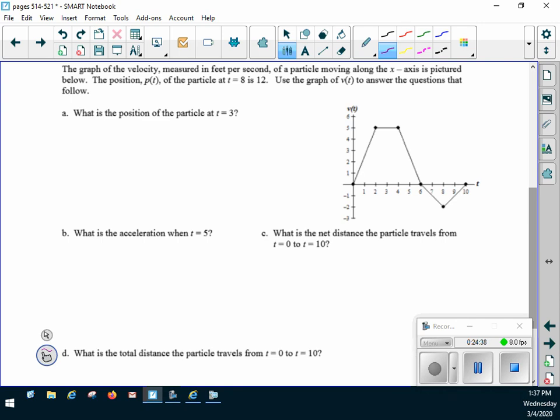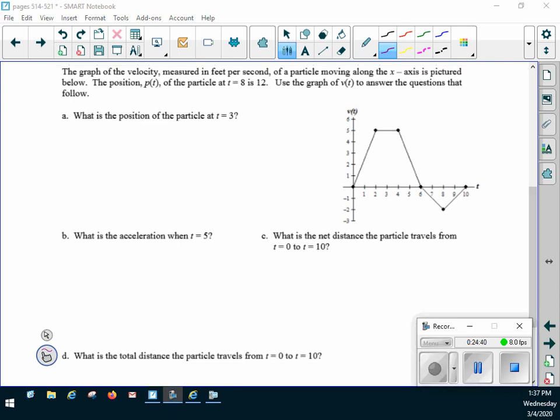Next, the graph of the velocity measured in feet per second of a particle moving along the x-axis is pictured below. The position, P of t, of the particle at t equals 8 is 12. Use the graph of the velocity to answer the questions that follow. What is the position of the particle at t equals 3? 3 to 8.